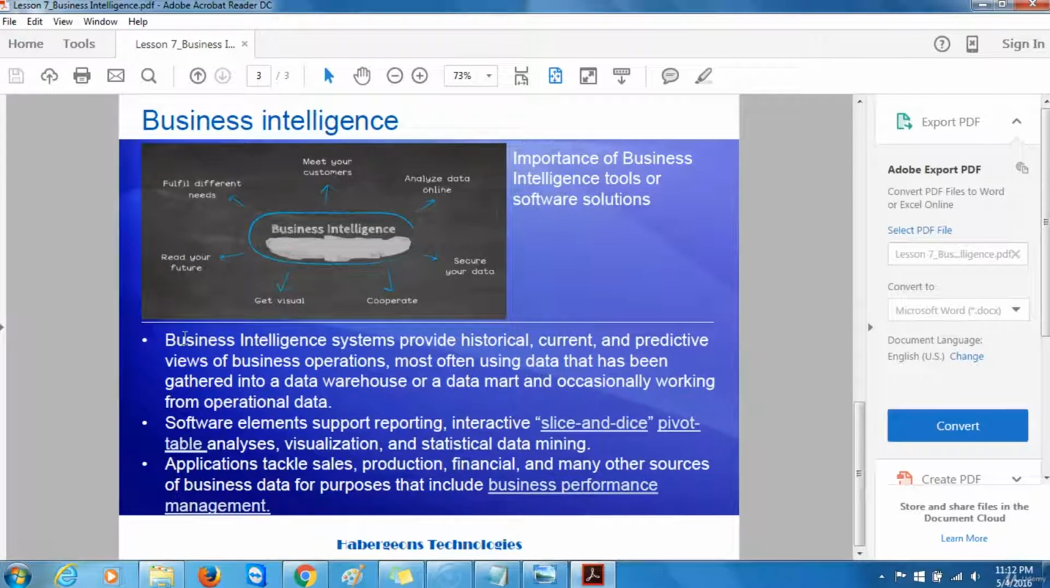Business intelligence systems provide historical, current, and predictive views of business operations, most often using data that has been gathered into a data warehouse or a data mart, and occasionally working from operational data. Software elements support reporting, interactive slice and dice, pivot table analysis, visualization, and statistical data mining. Applications tackle sales, production, financial, and many other sources of business data for purposes that include business performance management.